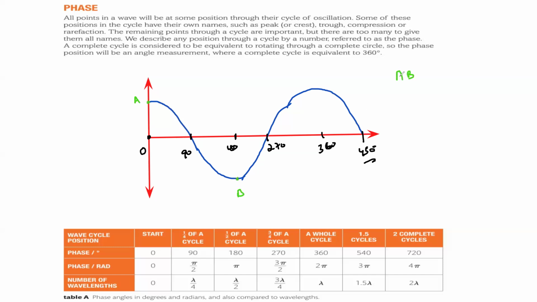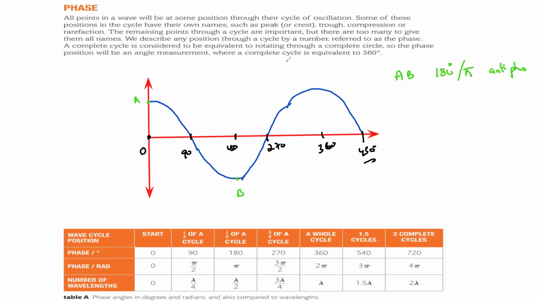What is the phase difference between A and B? So between A and B, the phase difference is 180, or pi radian. So when it is 180 or pi radian, what does it mean? We call them antiphase. In phase is when it is 360, antiphase means when it is 180. When we say it's antiphase, what does it mean?